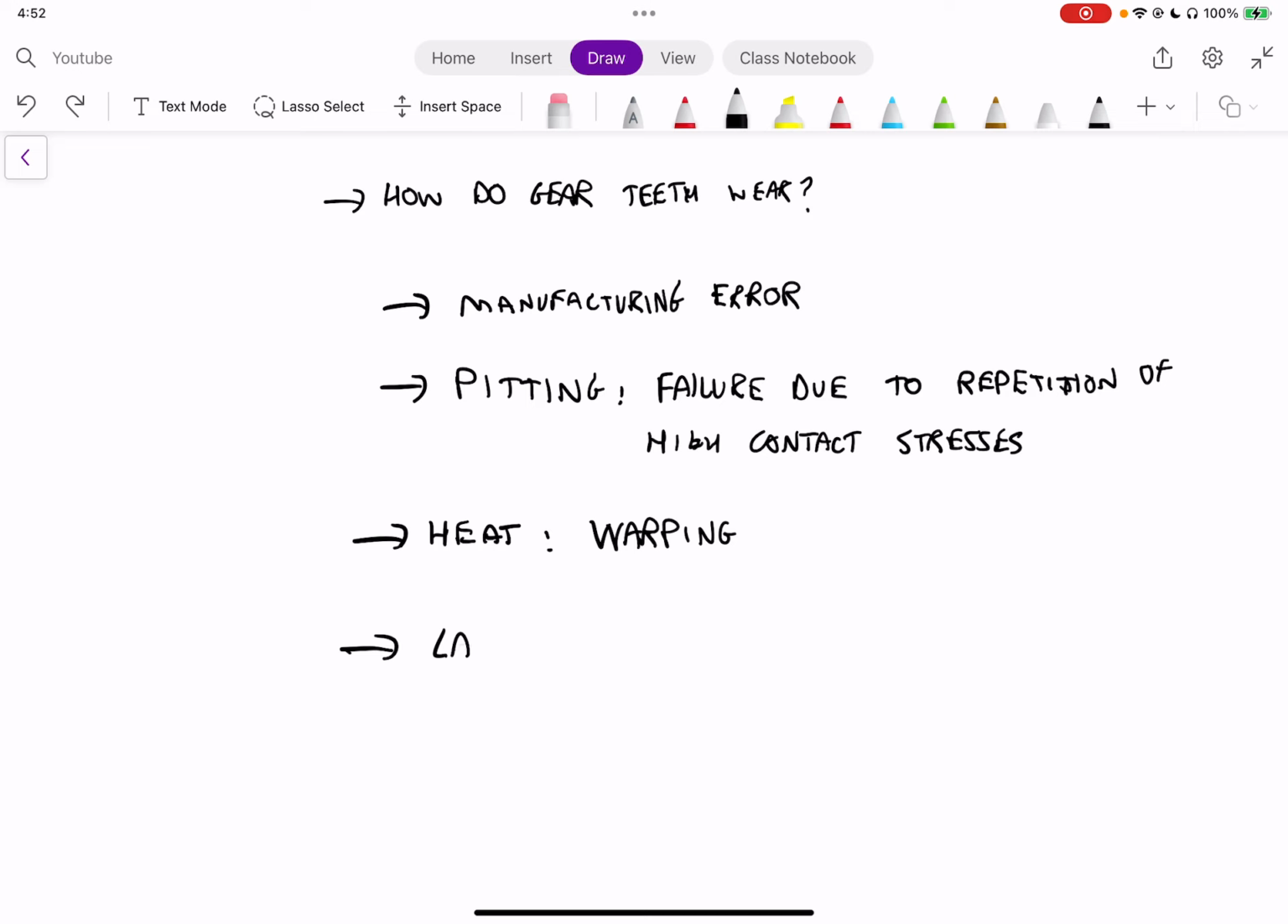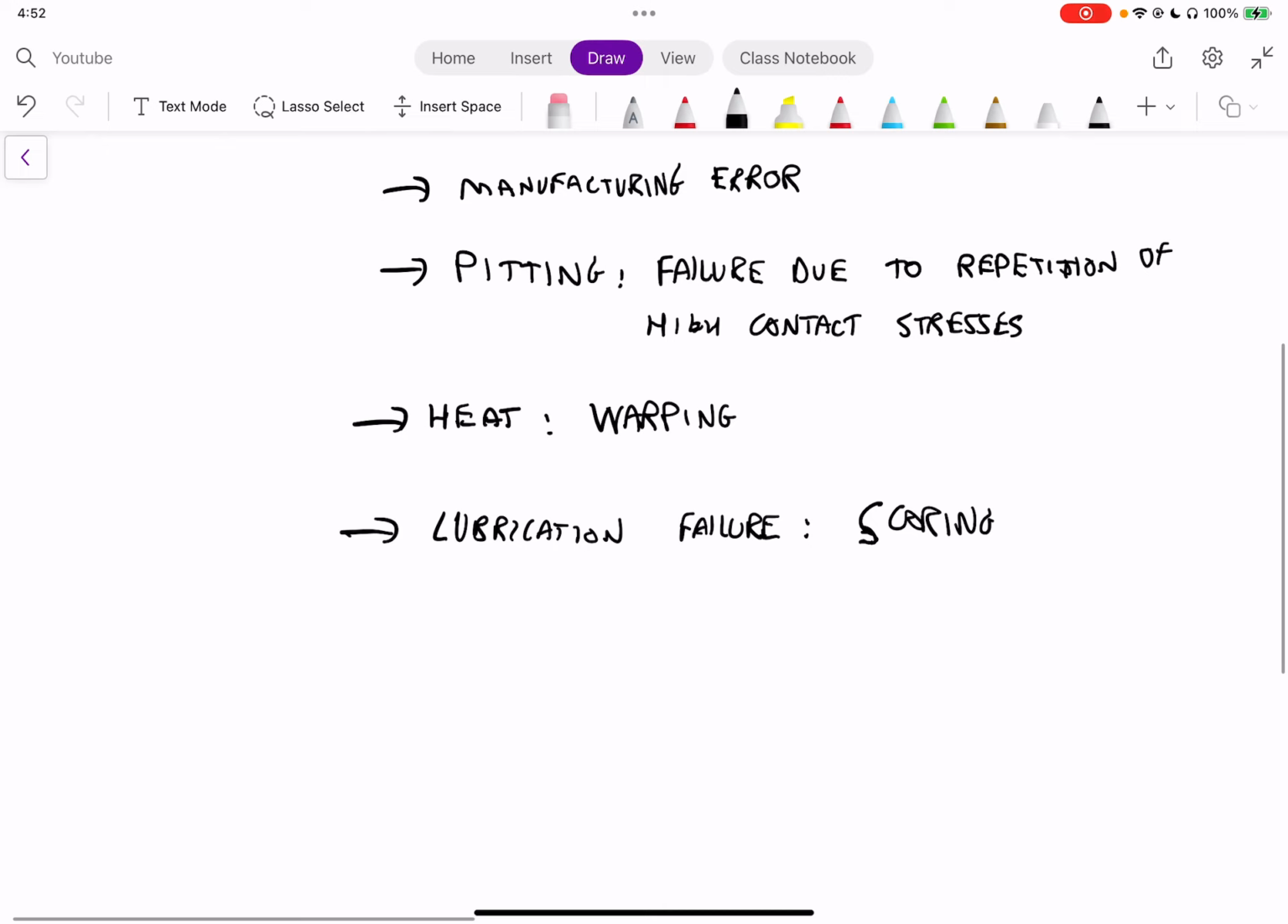Another way in which we can have a problem is through lubrication failure. We need lubrication to keep the temperature of the gear teeth down, as well as lubricate the surfaces and make sure that we don't have any problems. If there is a lubrication failure in a gear system, you could have something called scoring, which is essentially when the surface either rips apart because of the friction or the temperature goes too high.